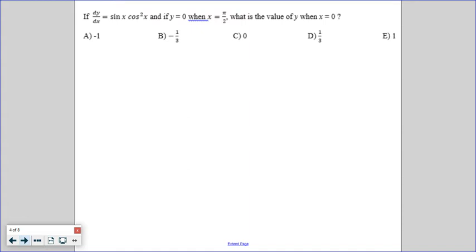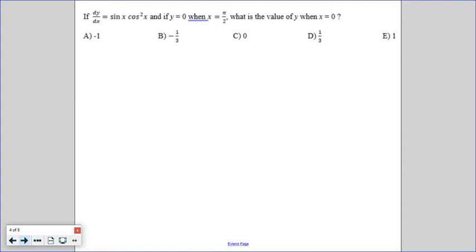All right, and then moving into seeing some of this show up in our multiple choice problems, but differential equations. They give us dy dx equals sine x cosine squared x. And then they give us some initial conditions. If y equals 0 when x equals pi over 2, what's the value of y when x equals 0? Means I need to find an equation that I can then solve for a second value.